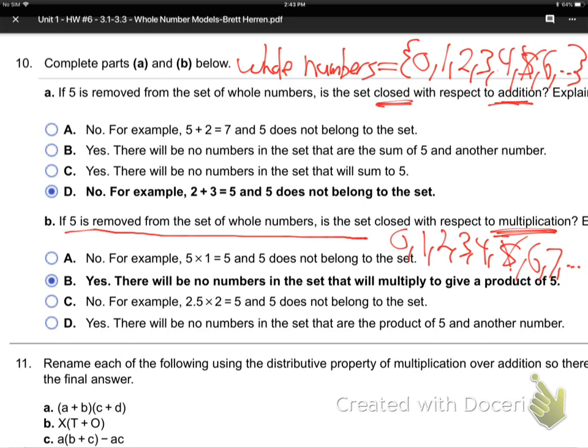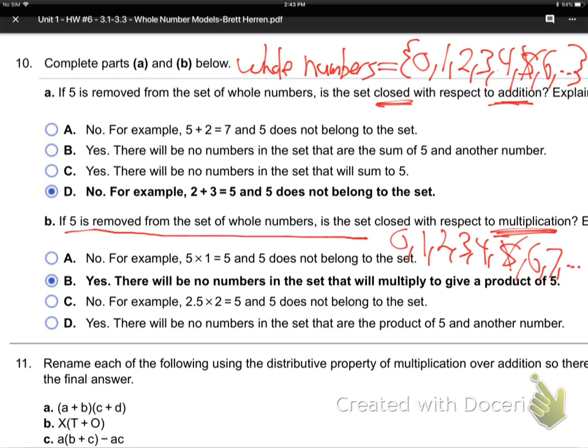See, there's no problem with multiplication. See the difference between A and B? A was with adding. If you're talking about adding numbers with numbers, you take out 5, you're no longer closed. You can get the answer 5, which is no longer in the set, so you're not closed. But here, on part B, if you multiply a whole number by a whole number, you're going to get another whole number. What about the 5? Isn't there any way to multiply and get 5? Not unless you use the 5. And we can't use the 5 because he's not in there.